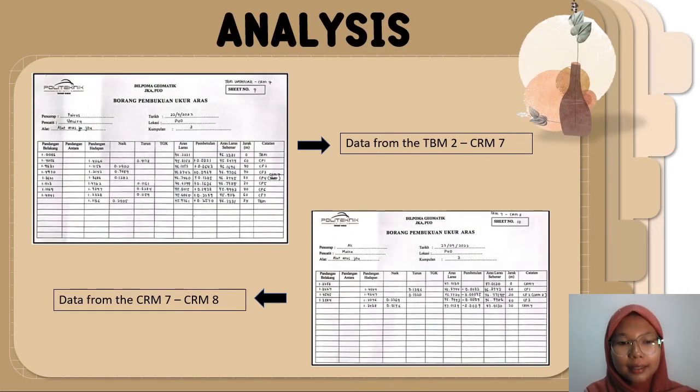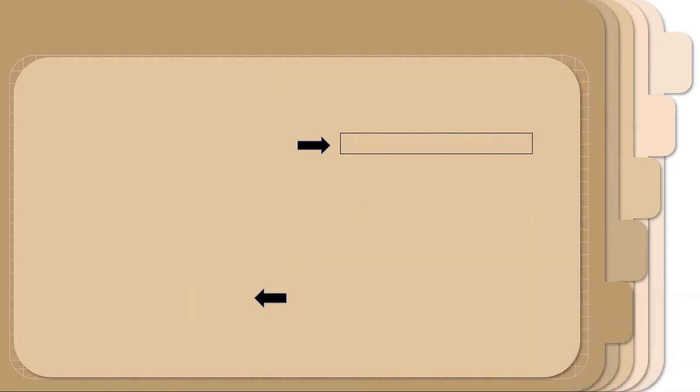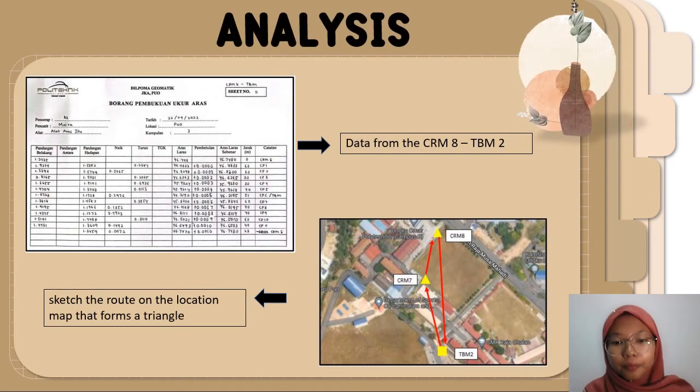In this slide, you can see the data is from leveling TBM2 to CRM7, and then we start from CRM7 to go to CRM8, and we can get another triangle. Before we close the triangle, we need to collect the data from CRM8 to TBM2, and then you can see the sketch of the road on the location map that forms a triangle.